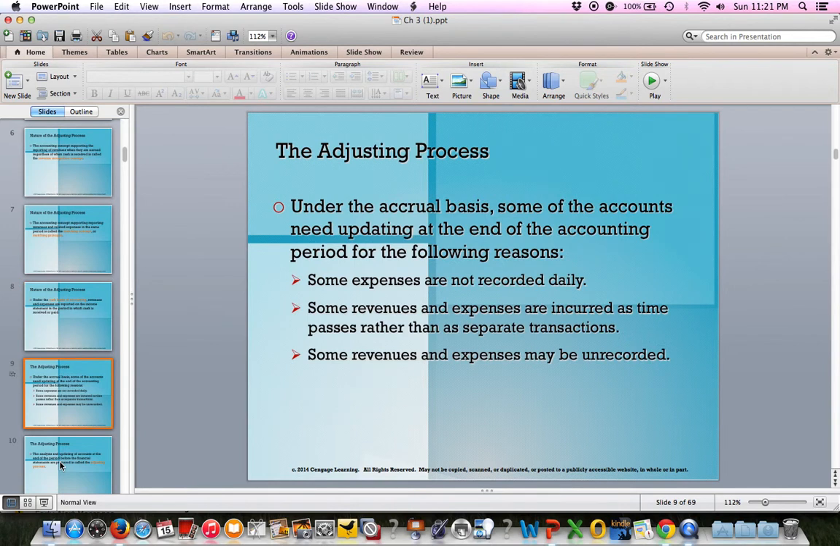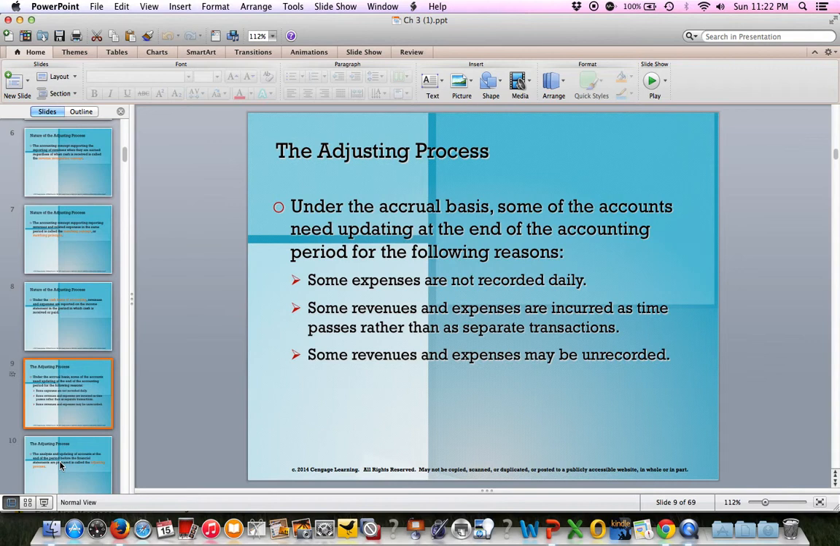The adjusting process itself, it says under the accrual basis, some of the accounts need updating at the end of an accounting period for the following reasons. So basically we do our accounting, we do daily transactions, we're making journal entries and those kinds of things. And then we get to the end of the accounting period, and that's kind of when we step back and we go, okay, have we recorded every revenue earned? And have we recorded every expense that we incurred? And we have to ask ourselves that, and the answer is no, which it typically will be. That's our signal then to make some journal entries to fix that.